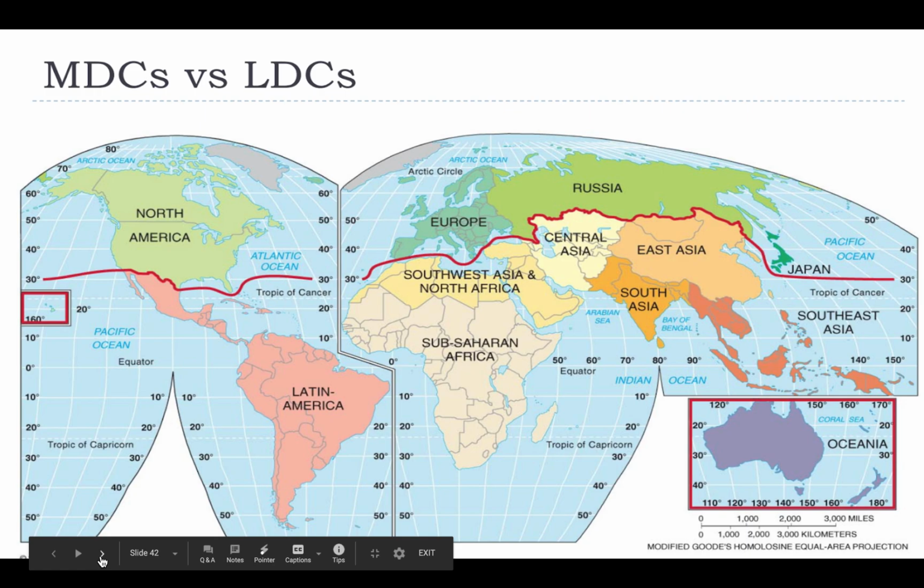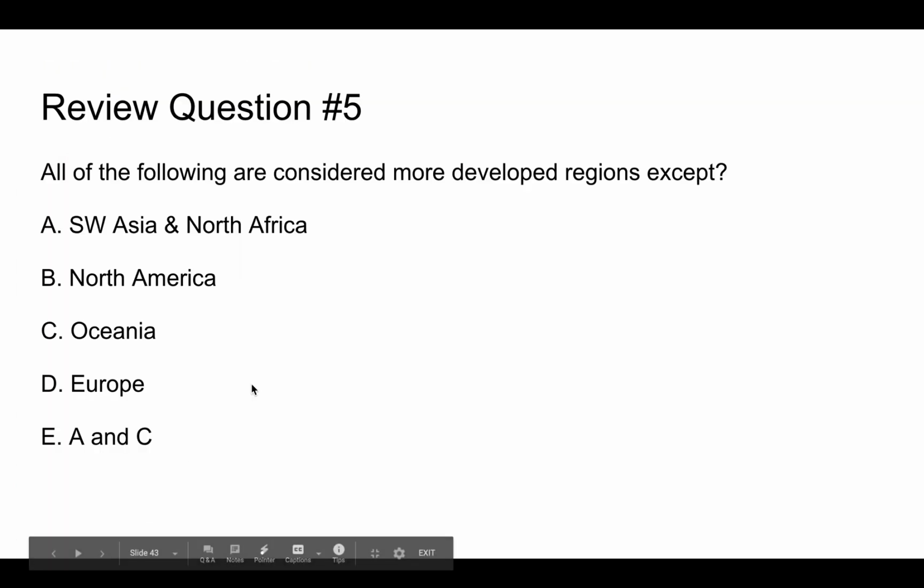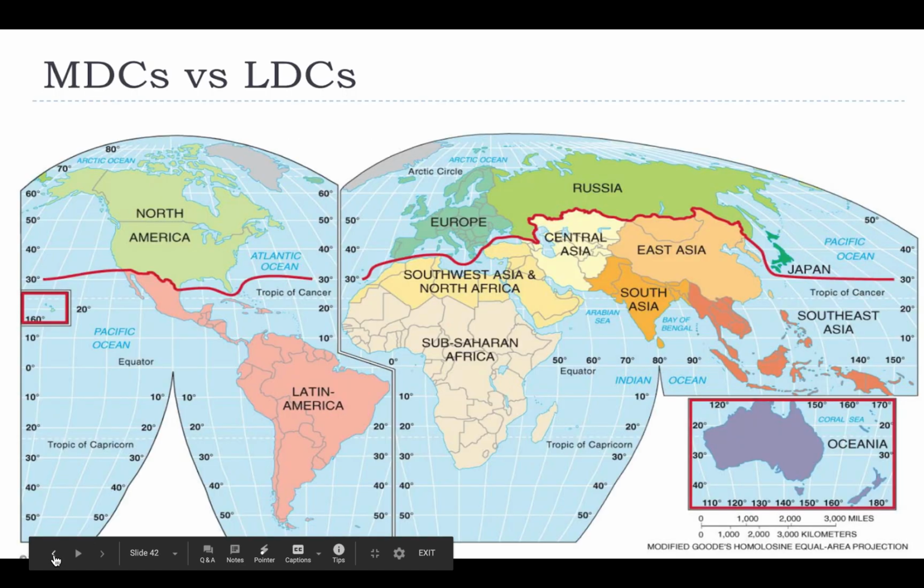And here shows our map of the MDCs and LDCs. This is known as the north-south split theory, where you see the red line going along the 30-degree north parallel. It shows countries that are above it as being developed, and countries that are below it are less developed, with the outlier being Oceania, Australia, and New Zealand.